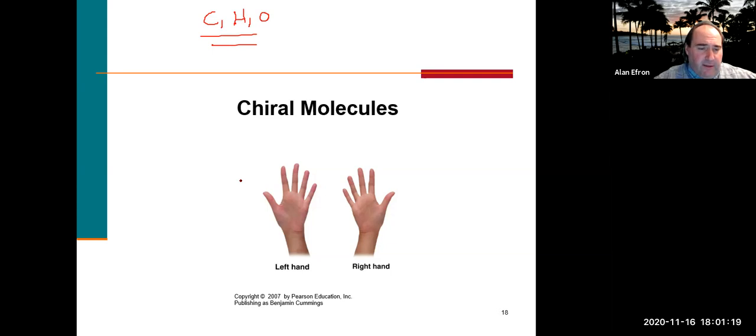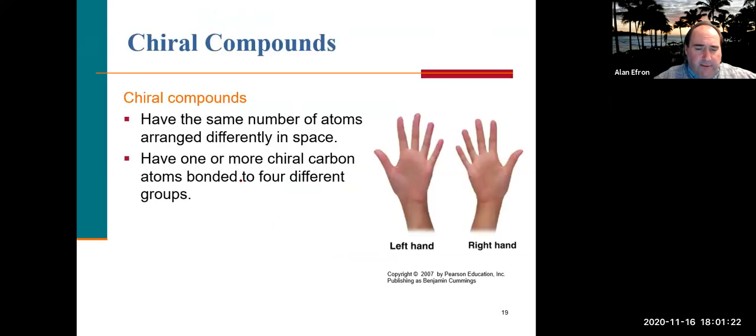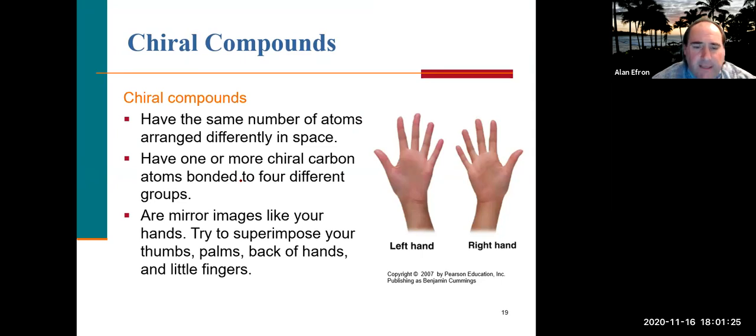The first thing we're going to talk about is chiral molecules. Chiral molecules are molecules that have the same number of atoms, but they're arranged differently in space. They're essentially isomers, very much like what we talked about in organic chemistry. They have the same molecular formula, but a different connection. They typically have one or more chiral carbons. What that means is if you look at a carbon in a carbohydrate, and it has four different groups attached, that carbon is a chiral carbon and that compound will be a chiral compound.